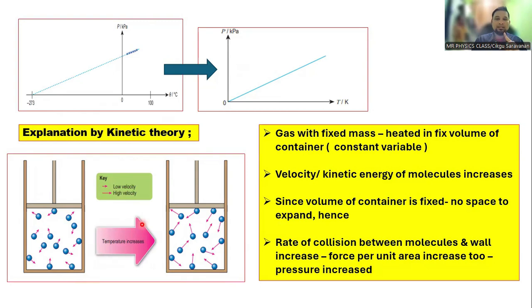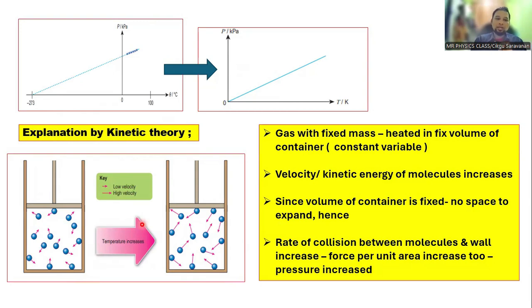The first one, apabila gas molekulnya menerima tenaga haba, tenaga haba ini ditukarkan kepada tenaga kinetik, ataupun ia menyebabkan tenaga kinetik gas molekul bertambah. Disebabkan tenaga kinetik bertambah, ianya menyebabkan molekul-molekul ini bergerak dengan laju yang tinggi atau kelajuan yang tinggi. Lalu, kadar pelanggaran molekul ini sesama gas molekul dan dinding bekasnya bertambah. Dan finally, ianya menyebabkan tekanan dalam bekasnya bertambah.